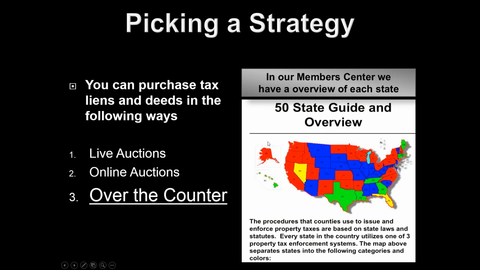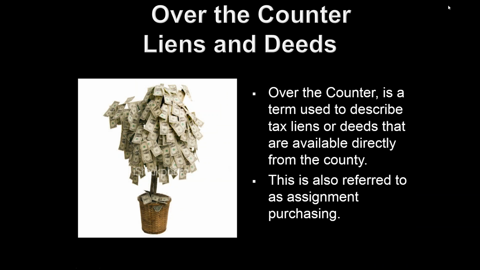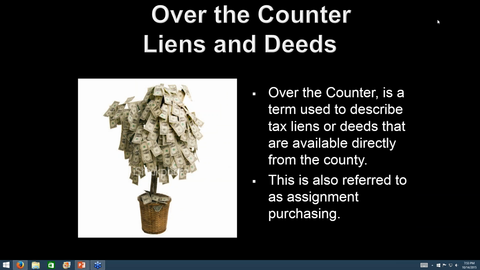Now tonight, we're going to talk about over-the-counter investing. There's really 3 ways you can purchase property. We talked about online auctions last week. We're talking about over-the-counter investing this evening. So what is over-the-counter? Well, over-the-counter is a term used to describe tax liens that are available directly from the county. This is also referred to as assignment purchasing.